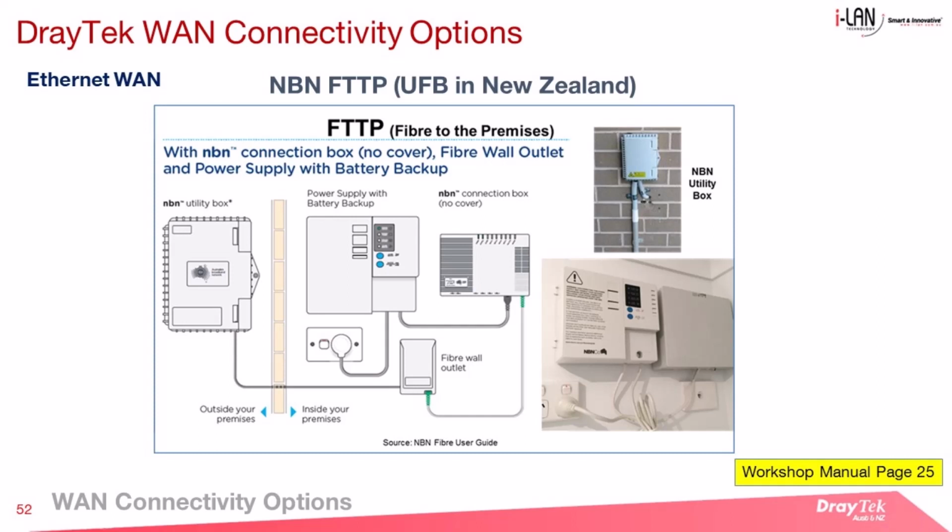Here we have a fibre to the premises installation. So we have our fibre coming into the NBN utility box, then to an outlet on the wall, then to the NBN connection box or network termination unit. And this is what we plug our router into. So you'd usually have an Ethernet cable coming out of that, which you can plug into your router.